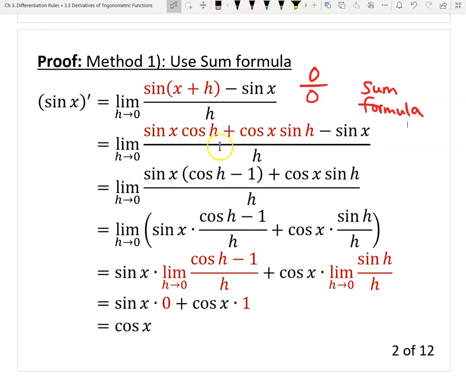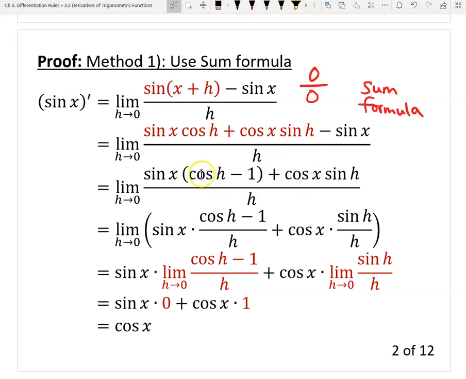Now what do we do? Can you see we have sine x cosine h, minus sine x? The first term and the third term we put together, so we can factor out the sine x, and we have cosine h minus 1. The second term we keep here. Okay, why do we do this?